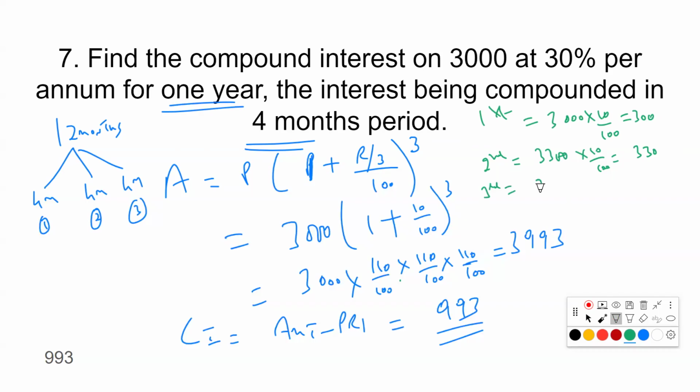3300 plus 330. You earned an interest of 330. So this will be what? Okay. So 3 plus 3, 6. So this will be 3630. 3630 into 10%. So this will be again two zeros gone. You get 363. So for 3 years, what is the interest? 300, 330, 363. So 3 plus 3 plus 6 is 9, and so on. That is 993. You can do manual calculation like this.